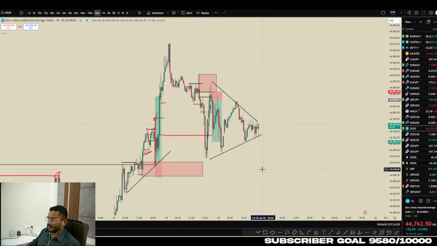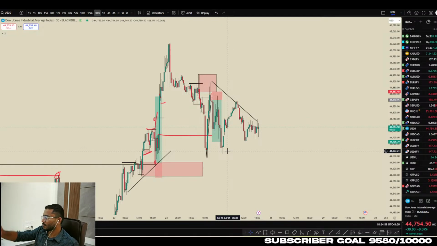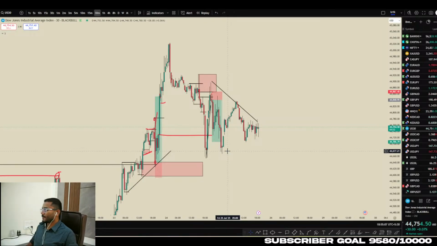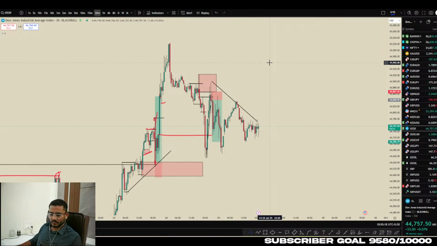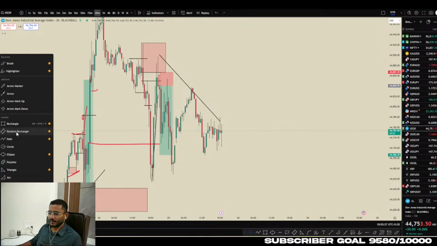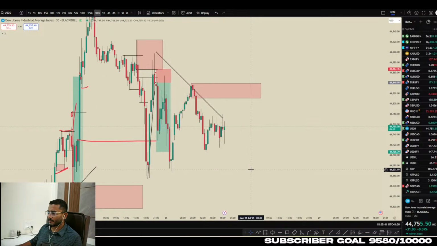So right now, the momentum is to the downside on US 30, and we have this order block which broke the internal structure to the downside, creating this order block. So let's see what price does. Then we can look for a sell side setup.